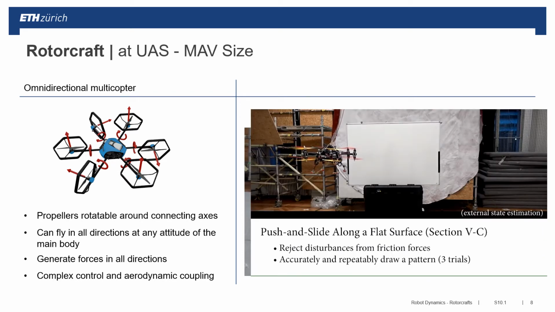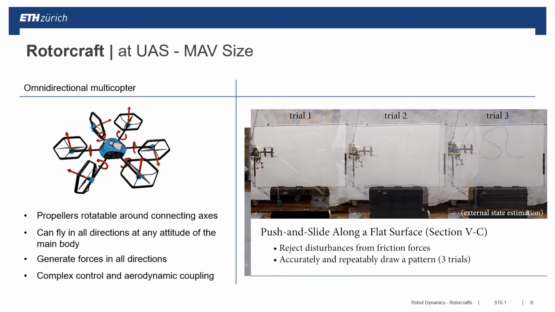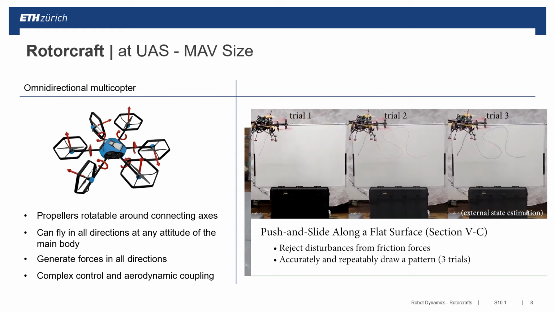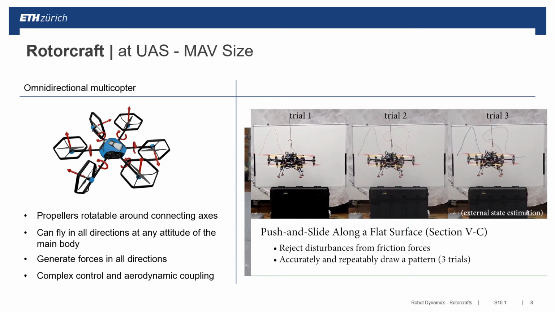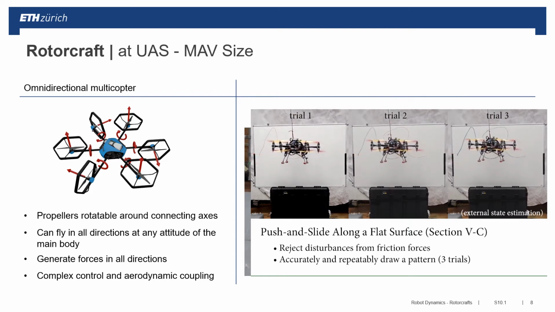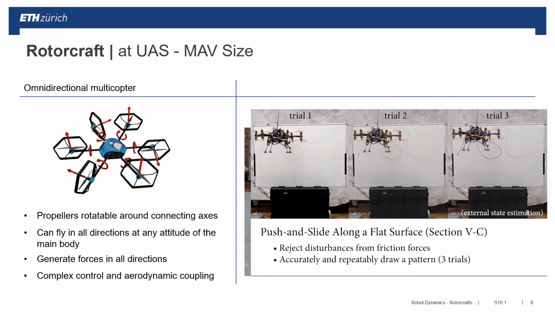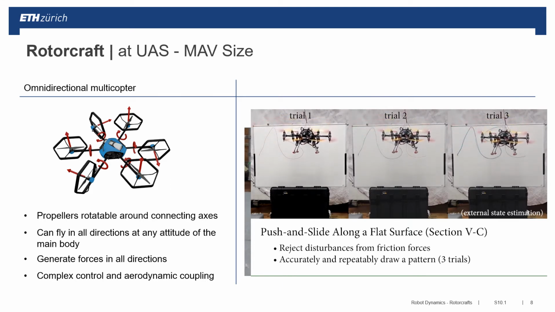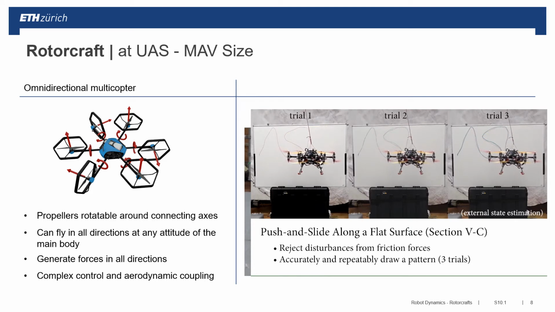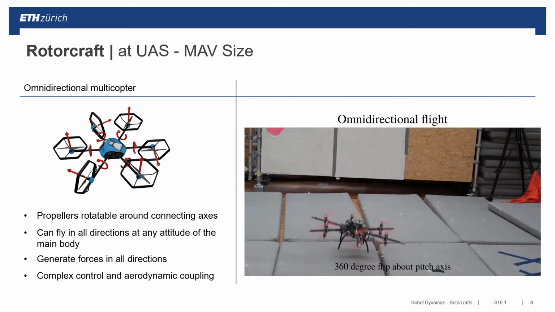So by doing so, you can attach a pen to a flying platform and then write on a whiteboard by just generating normal forces against the whiteboard and then moving precisely laterally to the whiteboard. This is only possible due to the omnidirectionality of the system, and this shows what new potential these flying platforms can open for applications.